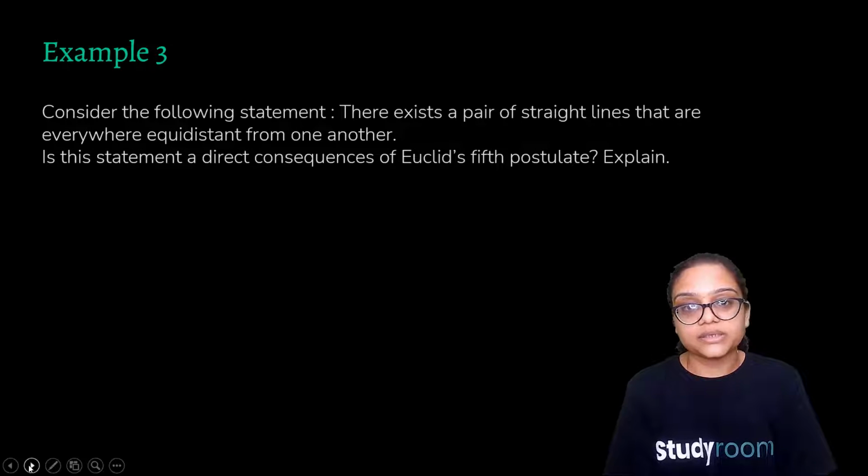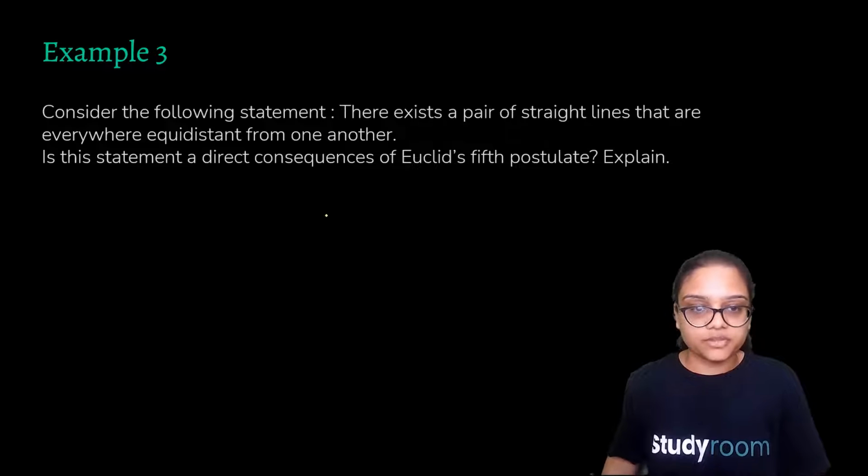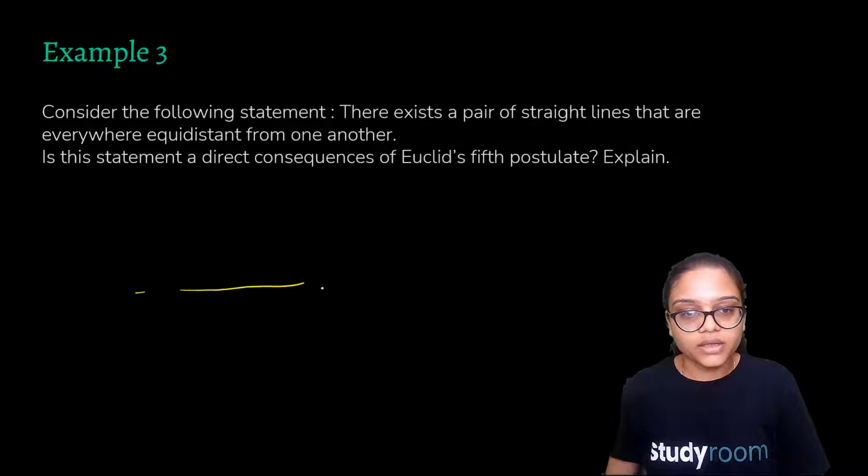Consider the following statement. There exists a pair of straight lines that are everywhere equidistant from one another. Is that statement a correct consequence of Euclid's fifth postulate? Explain. In order to solve this question, just come with me and listen very carefully. I'll be taking a line L, and I'm taking a point P.